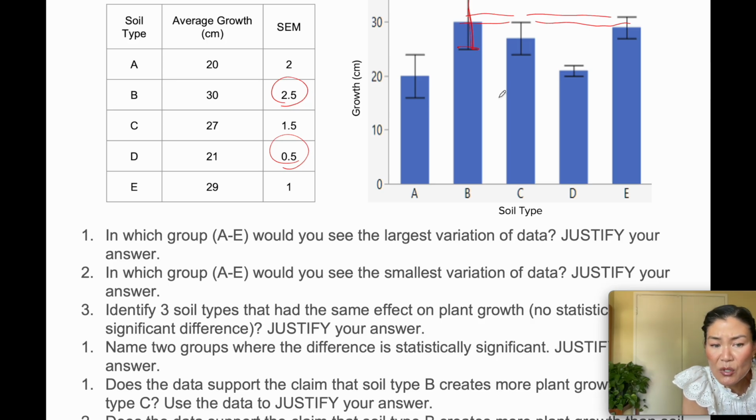And then name 2 groups where the difference is statistically significant. That's where you would see no overlap. I do not see overlap between D and E. They don't overlap. Also C and D, also B and D, and then also A and E. There's no overlap between A and E.